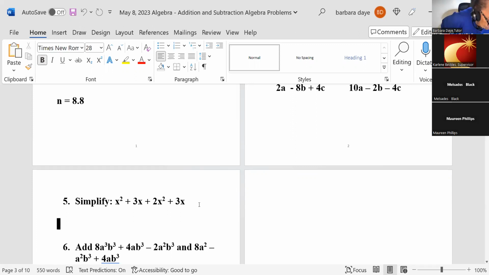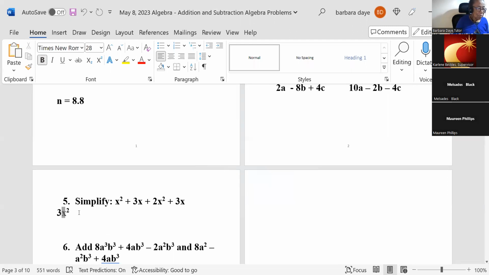And you can tell me your answer. Mercedes, you got an answer? 3x to the second power and 6x. Let me just take that. 1x to the second power plus 2x to the second power, and you say this is a 3? Yes. Okay, very good. You add the coefficients.